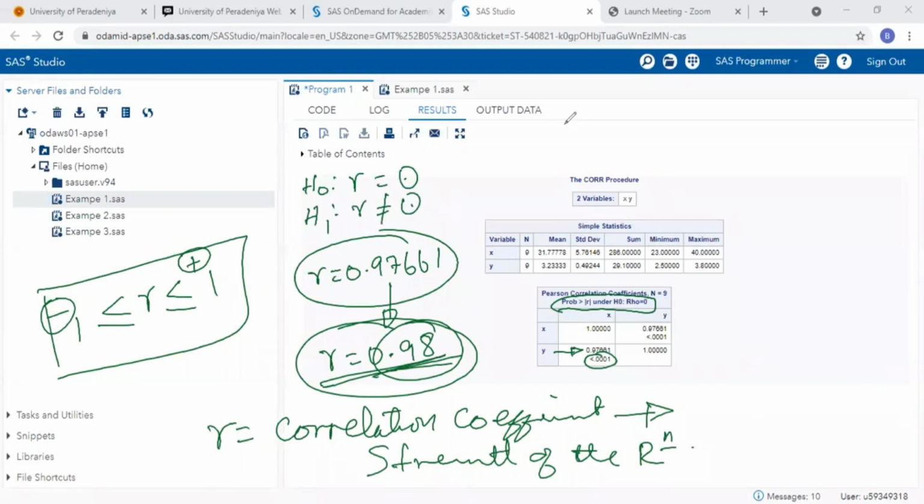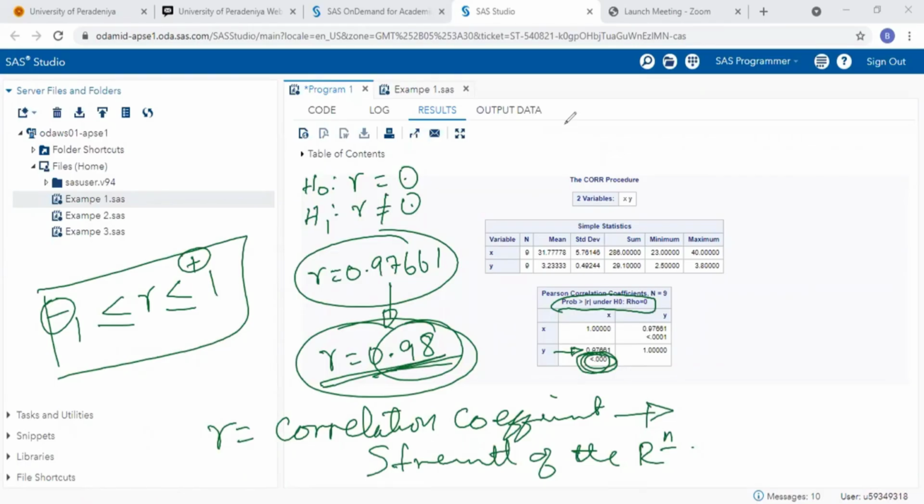So it's testing. You see the probability value is very, very low compared to the alpha value, so there's a significant difference, where R is not equal to 0. So the correlation is very strong, a very high correlation.